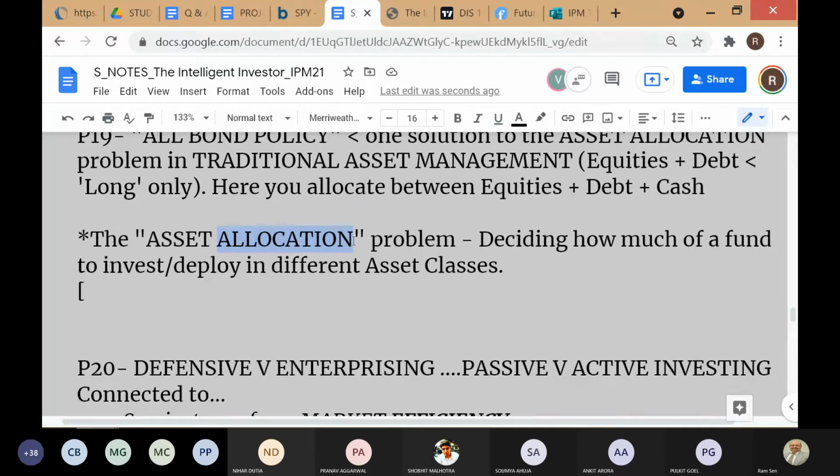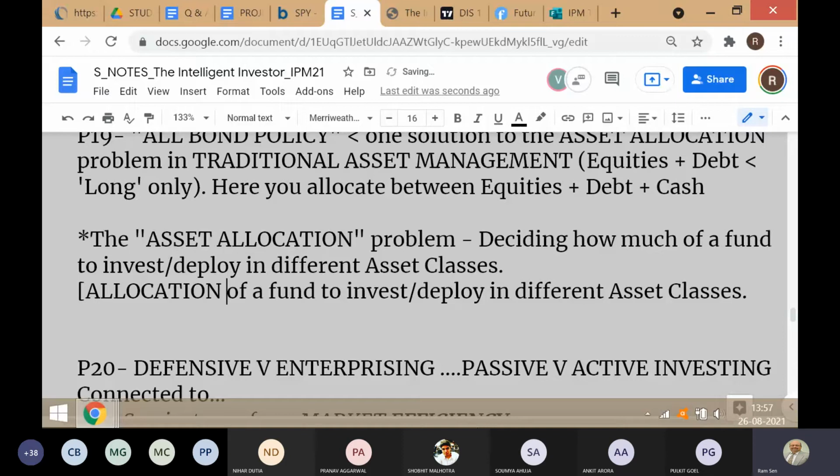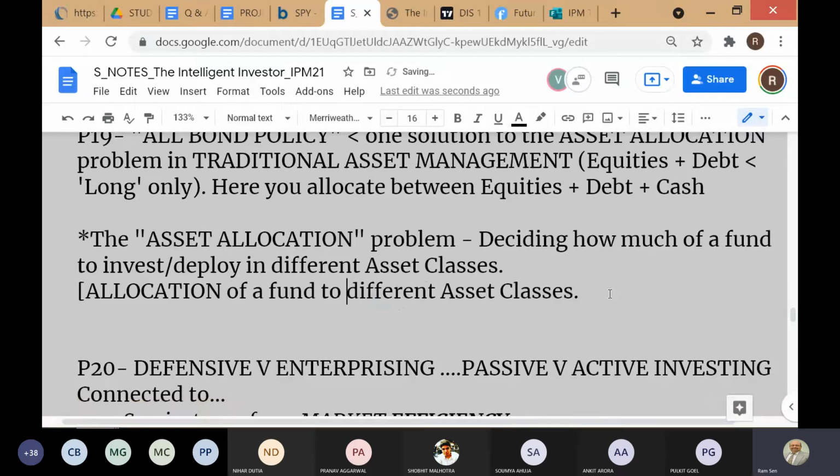But don't try convincing anybody in industry. The way you should learn it in your head is that when people in industry refer to the asset allocation problem, what they actually mean is allocation of a fund to different asset classes. Just write it this way. This is what is actually meant. This is not the same as asset allocation, because asset allocation means you're allocating the assets. So understand the language problem here.